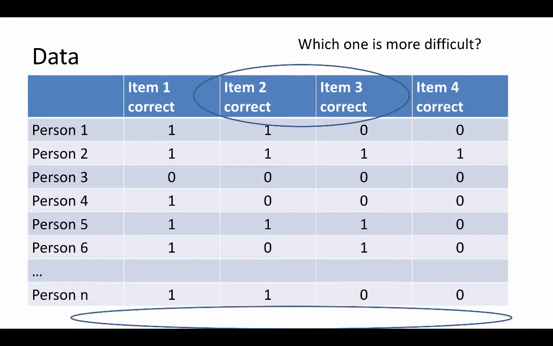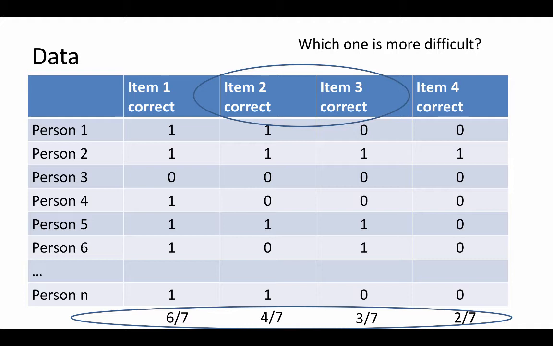Now the simplest way to find that out is just have a look at how many people answer the questions correctly. 6 out of 7 answer item 1 correctly, 4 out of 7 answer 2 correctly, 3 out of 7 only item 3 correctly, etc. So apparently item 2 is less difficult than item 3.